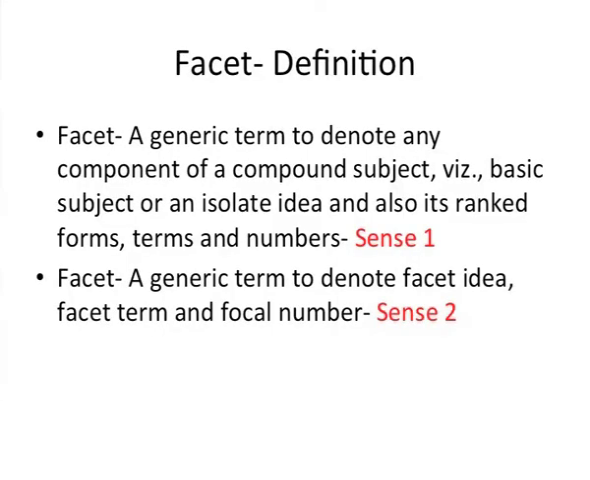So, let us start with the definition of facet. Ranganathan has defined facet as a generic term to denote any component of a compound subject, basic subject or an isolate idea, and is also its ranked forms, terms and numbers. So, what he means to say is that whenever we talk of a compound subject or an isolate idea, there are facets. So, in a compound subject, there are facets, in compound isolate ideas also there may be facets. Now, these facets have names, they have terms, they also are denoted by numbers. So, all these are denoted as facets.